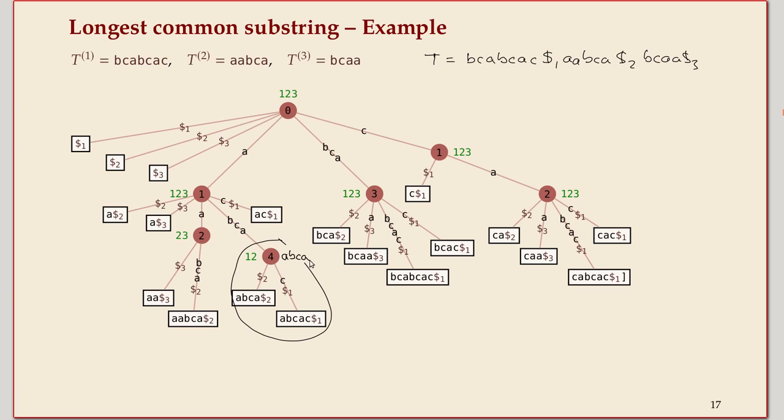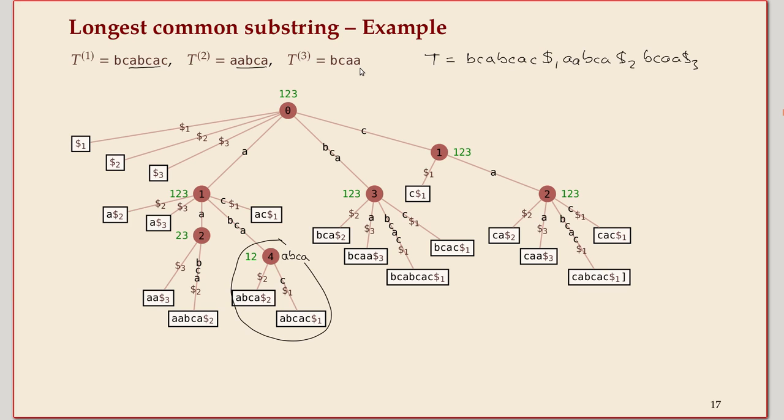That's the label on the path to this node. There are 2 leaves below this, namely a suffix of the second string and a suffix of the first string. And you can check there's ABCA and ABCA in those 2 strings. And that's why it has these 2 green numbers: they mean there's an occurrence of this path label in the first and in the second string, but not in the third. And well, the third one is not too long. You can check that there is no occurrence of this substring. Okay?